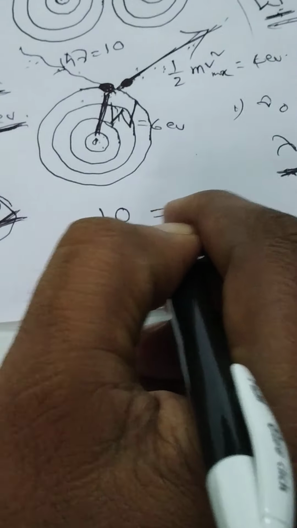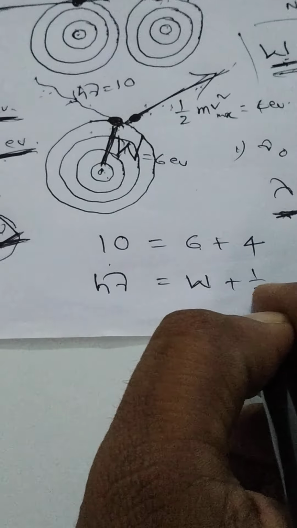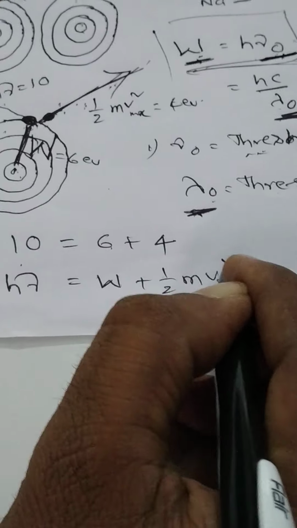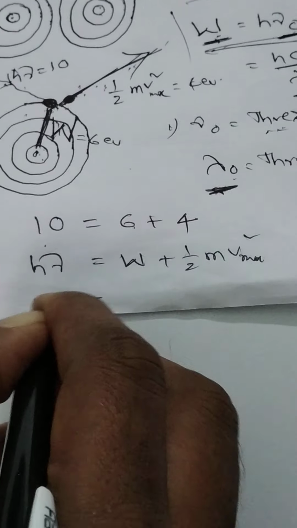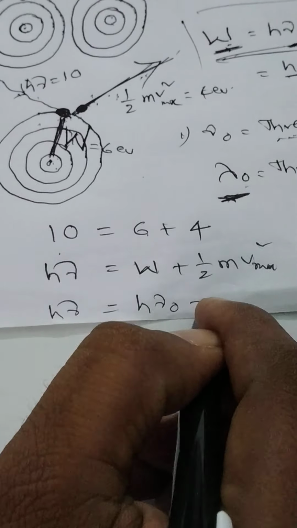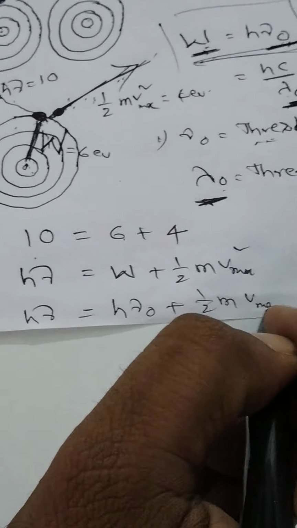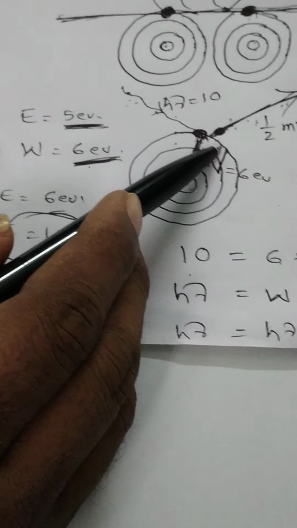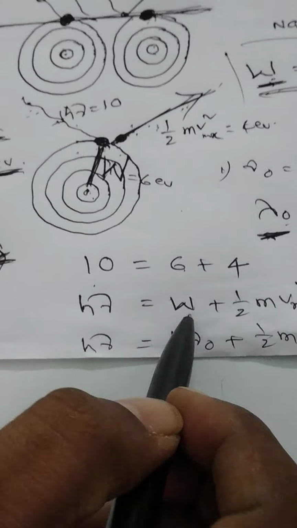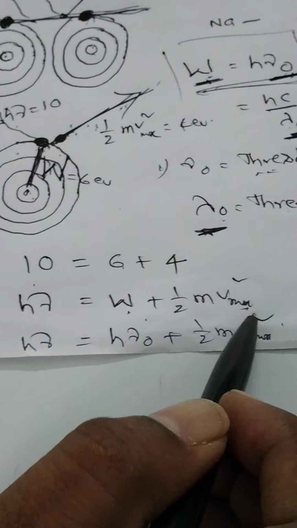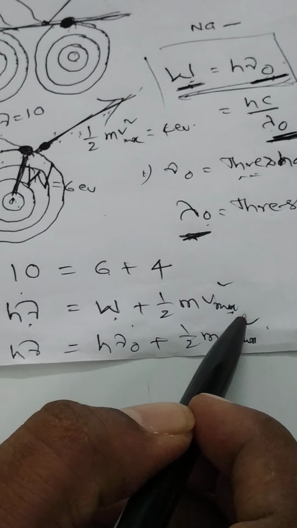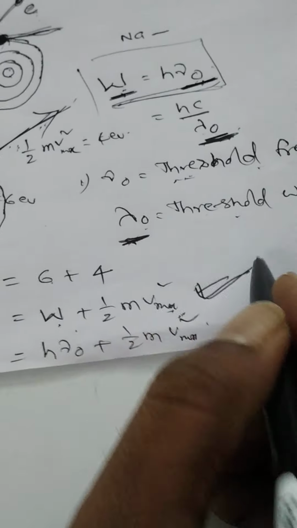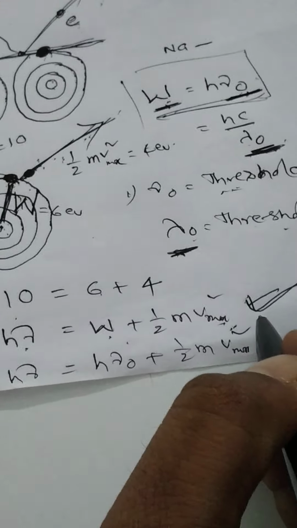10 is the energy of the incident photon, equal to h nu. 6 is the work function W, plus 4 is the maximum kinetic energy, half m v maximum square. So h nu is equal to, with W replaced by h nu naught, h nu naught plus half m v maximum square. That is, the total energy of the incident photon should be equal to the sum of the work function and the maximum kinetic energy. Energy is converted from one form to another, so this equation is derived on the basis of the law of conservation of energy.